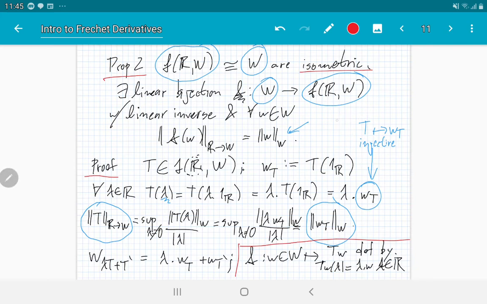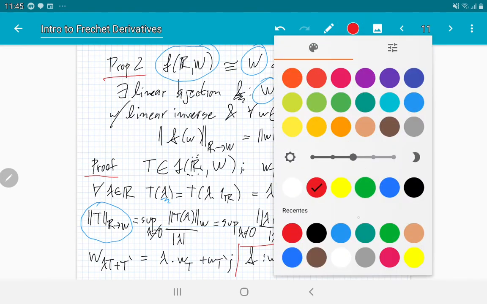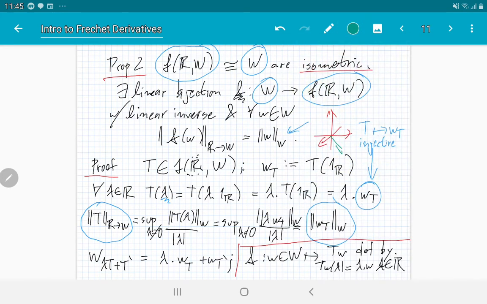So I have here my vector space W. It's very complicated. It could be infinite dimensional. But once I know what this linear transformation T does to one, I know that the whole image of the linear transformation is contained over this line. And vice versa, given a vector in W, I can define a linear transformation from R to W, which simply consists of taking any lambda in R and multiplying W by lambda.